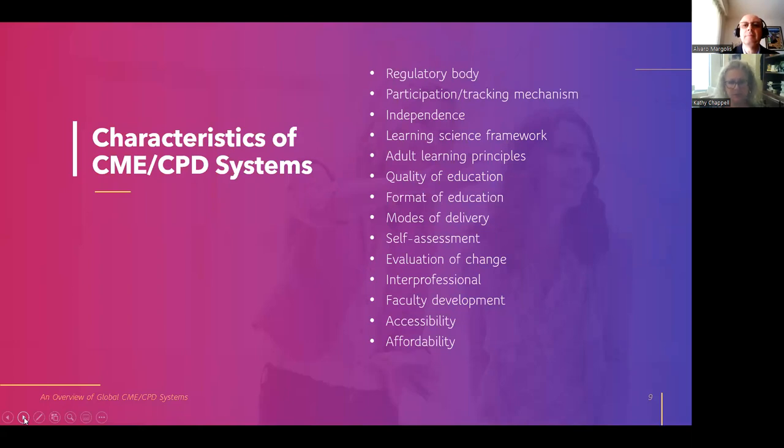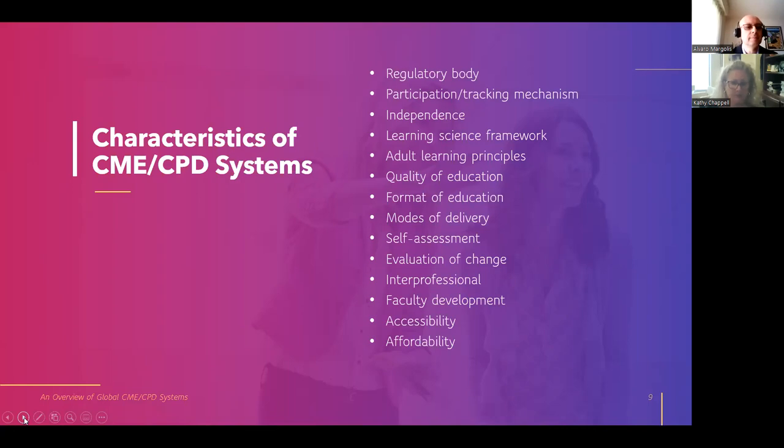So we look at the regulatory body of the practice of medicine. Is the regulatory body controlled by the profession of medicine, which I would say is a mature system, or is it controlled by something like a governmental agency? That's a characteristic of a CME or CPD system. Another characteristic is whether there's any type of tracking mechanism to ensure that physicians are engaging in CME or CPD. In some areas of the world, there's absolutely no requirement for you to participate in CME or CPD once you finish medical school. And in other areas, there are much more highly regulated systems that include accountability for participation or tracking in number of hours, number of points, things like that.